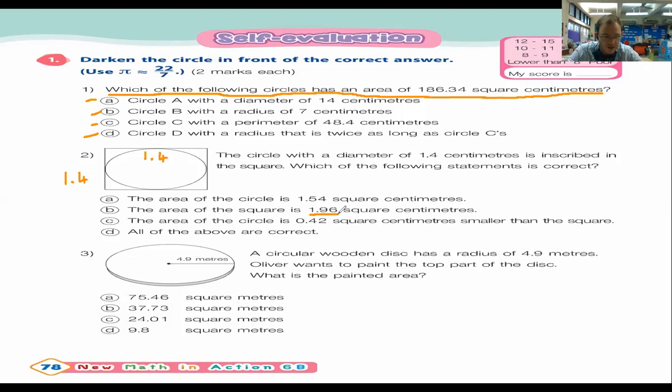But now we want to calculate the area of the circle, which will be 3.14 multiply 0.7 multiply 0.7, because we have to use the radius. Remember, the diameter, we need the radius. And then we will also get an area of 1.54. Now, if you minus the two from each other, we get 0.42. So this answer will then give us all of the above statements are correct.